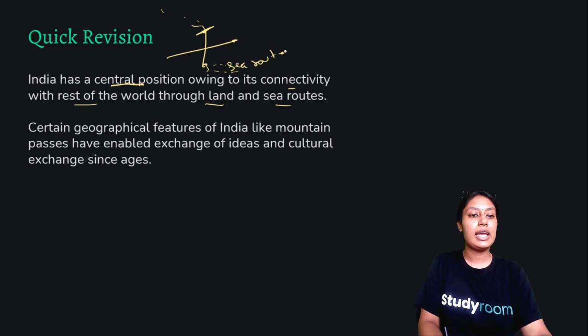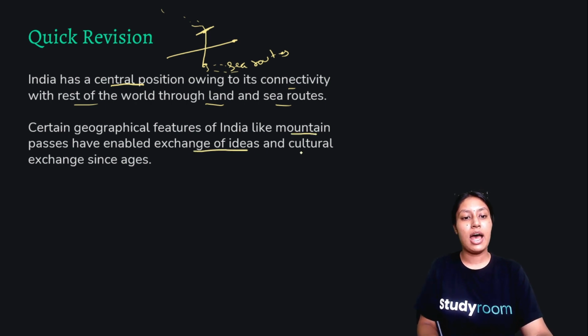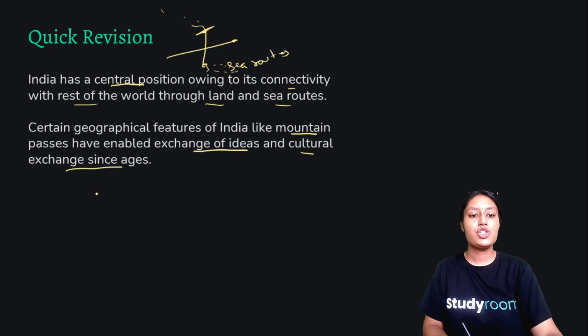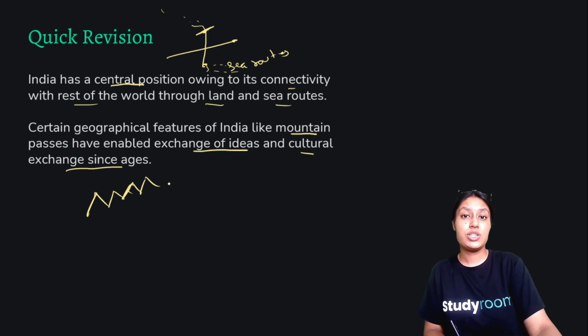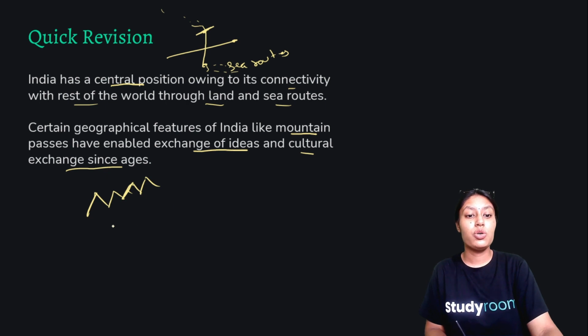Next, certain geographical features of India like mountain passes have enabled exchange of ideas and culture since ages. Yes, mountain passes or any type of passage has enabled exchange of ideas and cultural exchange. There used to be exchange of ideas, culture and influence, and all the innovation that has been made since ages. So it was not just travelling of goods or commodities from one place to another. It used to travel with an idea.